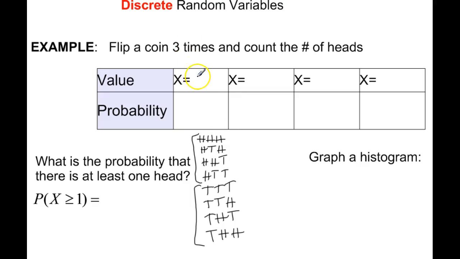So let's say that the number of heads is 0. Are there any ones where there are 0 heads? Let's see, this one. So the probability of that is 1 out of 8. How many have exactly 1 head? So we've got this one, and this one. So 3 out of 8.